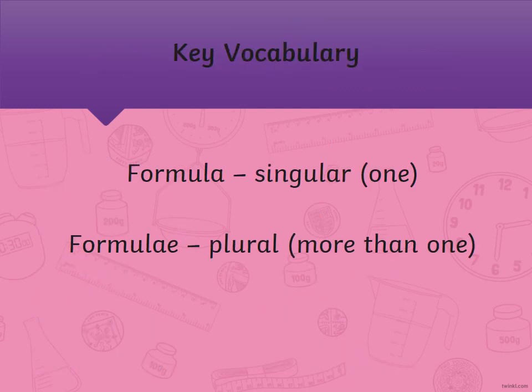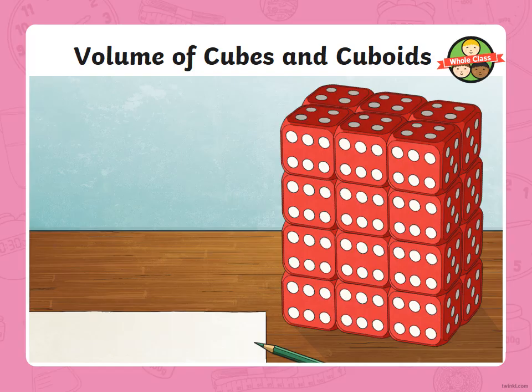So we're going to recap some key vocabulary that we're going to see a lot as we're covering our unit. Formula: if you see the word formula, it means the singular, just one. But if we're talking about the plural, then you'll hear the word formulae, which means more than one. So just bear that in mind when you hear the two words.